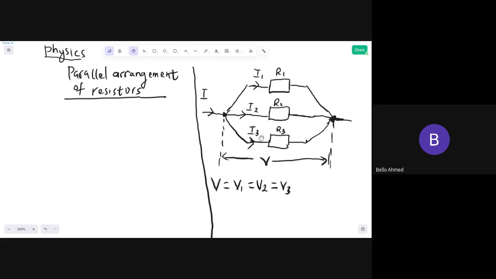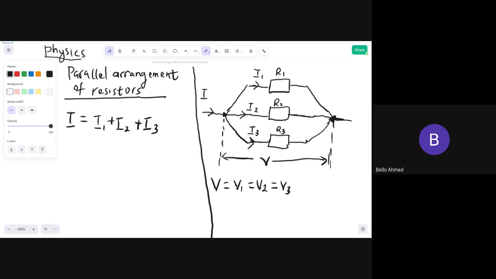Now, because R1 is different from R2, is different from R3, the total current I is going to be the addition of each of these currents passing through each resistor. So what am I going to say? We are going to say that the total current I is equal to I1 plus I2 plus I3.